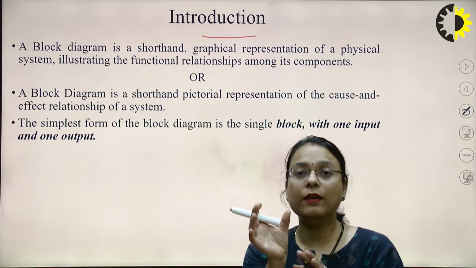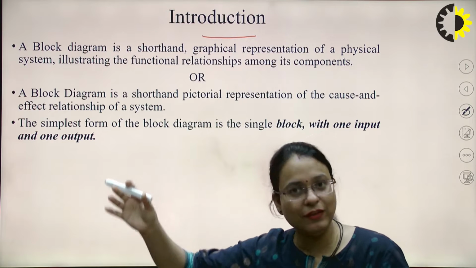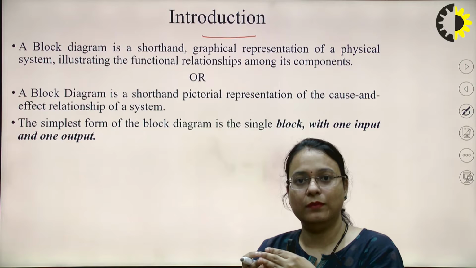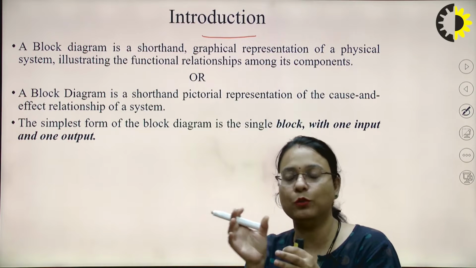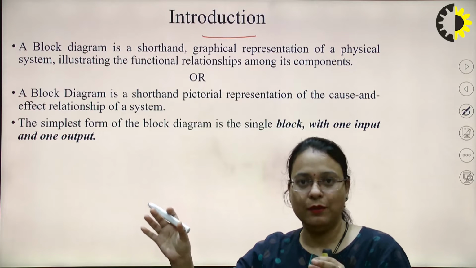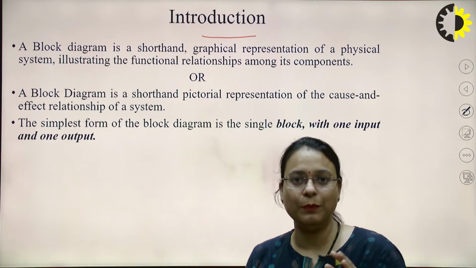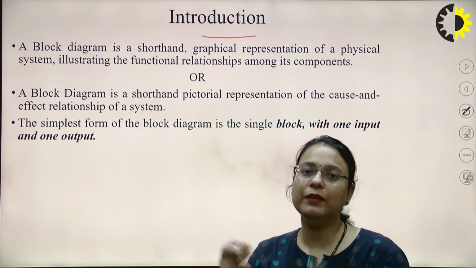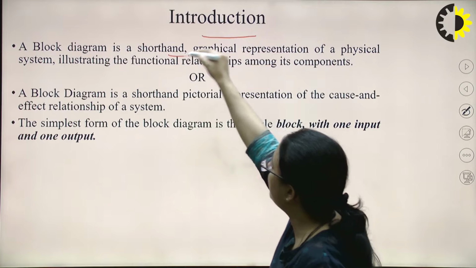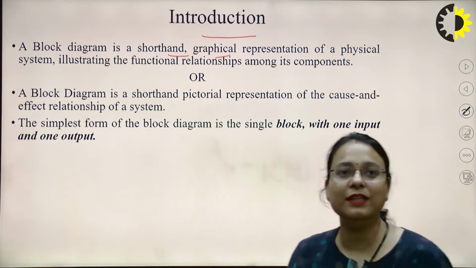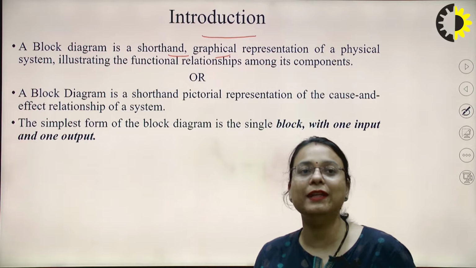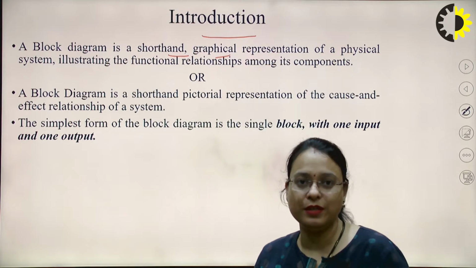We can calculate the transfer function of each and every element of the physical system, and then we can represent each element through a block by calculating its transfer function. By connecting all these elements, we can make a block diagram of the particular physical system given to us, and we can analyze it very conveniently. So basically, this block diagram is a shorthand graphical representation of any physical system which defines a relationship among all of its components. Or you can say that a block diagram is a pictorial representation of the system.